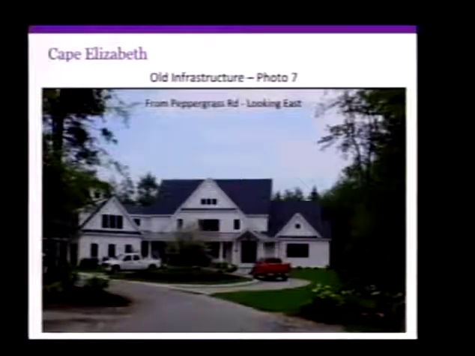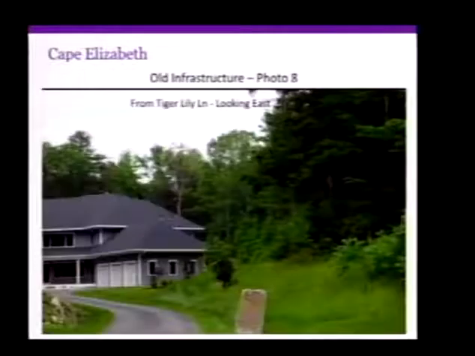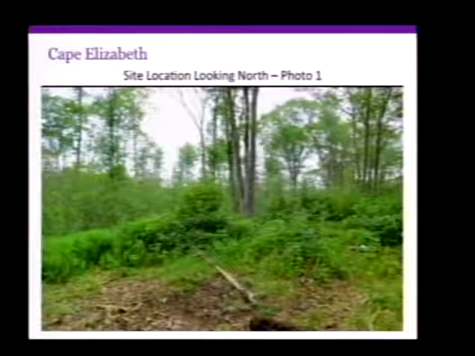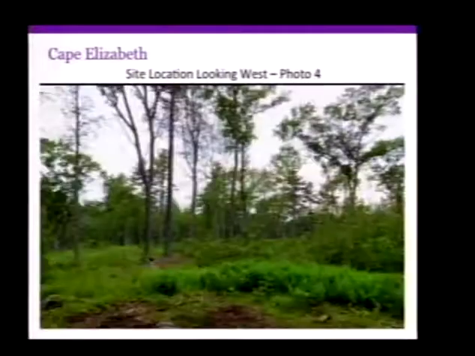Go from Peppergrass Road, not visible with the new tower. It does come in just right over the peak of that rooftop. From Tiger Lily Lane, not visible. Again, the new infrastructure is not visible, but you can barely see the balloon test. So we did want to put that in there just as a reference. And then finally, pictures from the site. If you look at this, this is the site looking north, south, east, west.